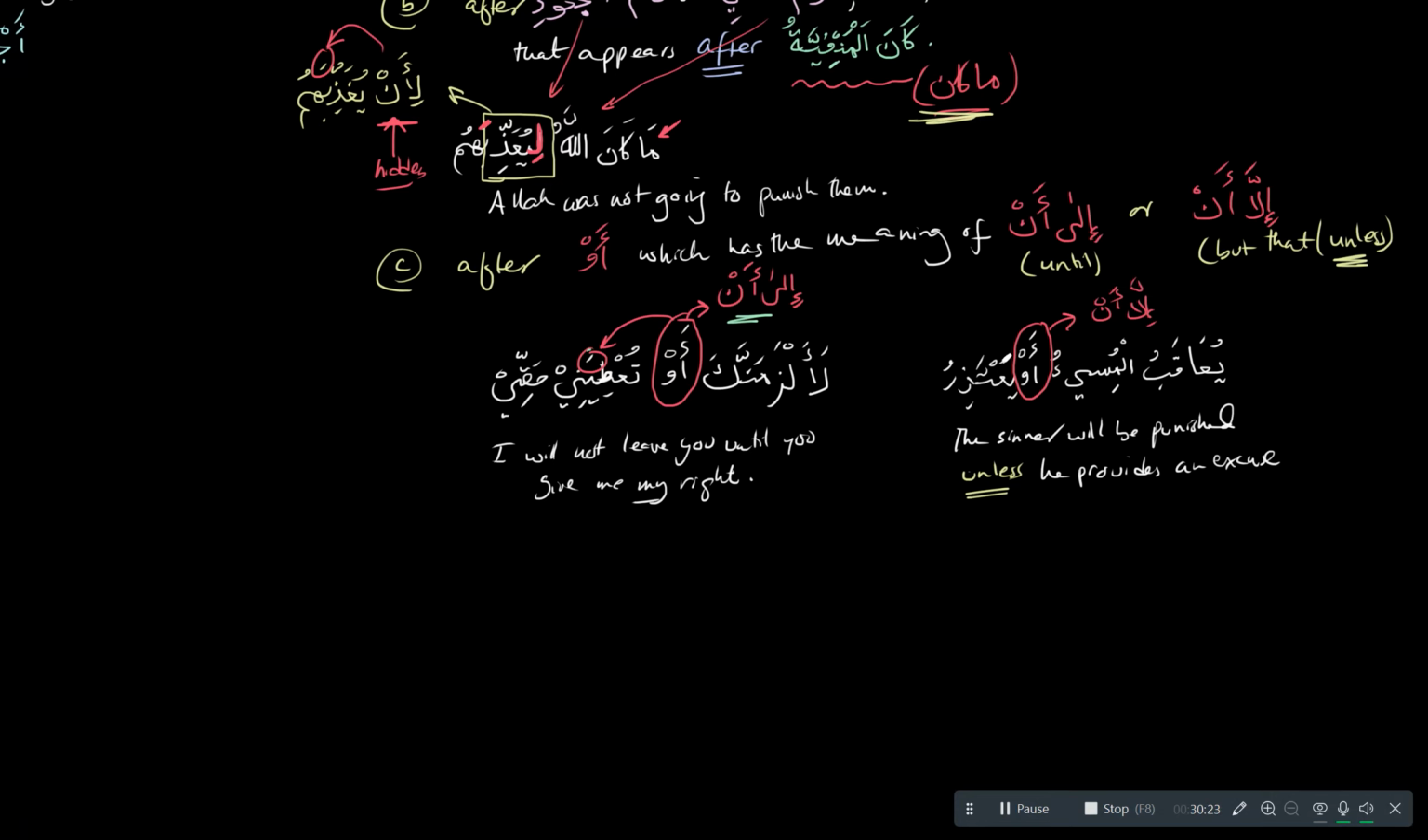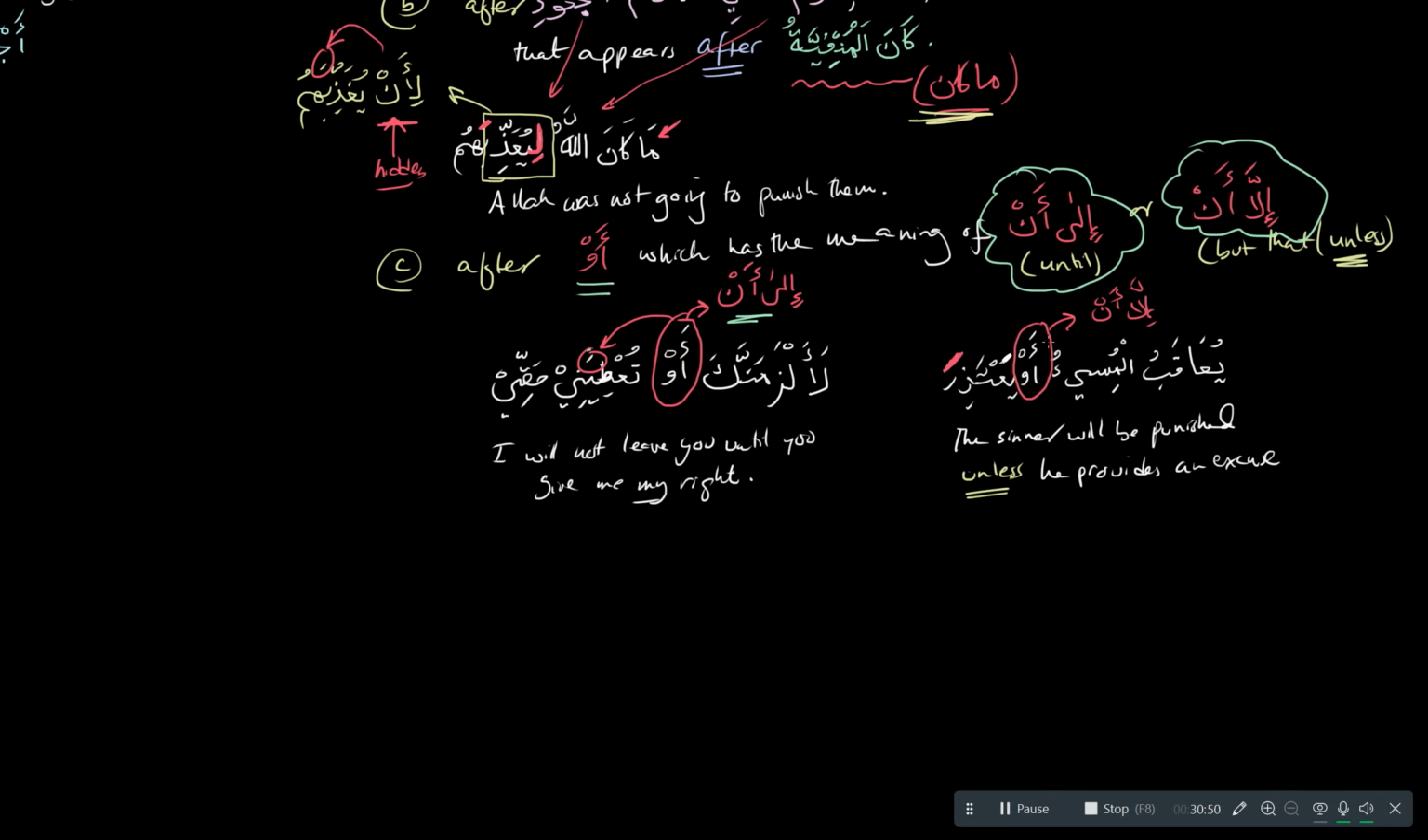So what we learn here is أو can come in the meaning of إلا أن or إلى أن, until or but that or unless. In that case, it should be يعتذرَ with a fatha. I made a mistake. That should be a fatha because it's going to make this mansub over here. Got this.